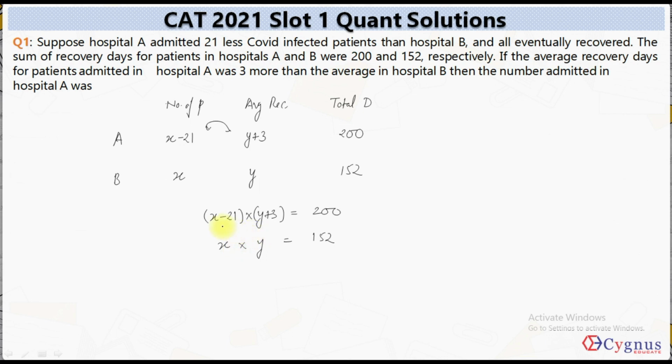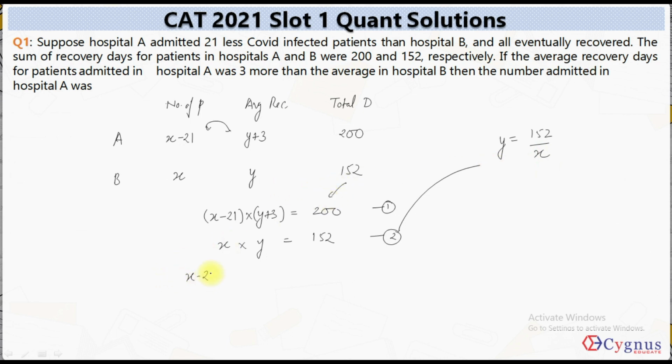Now look at this. X is the number of patients. It must be an integer. But nothing can be said about Y here because it's average recovery days. I cannot say that it should be an integer. So the best way is to replace the value of Y in terms of X in equation number 1. So what is the value of Y which can be taken from equation number 2? Y can be written as 152 by X. I'll put that in the first equation.